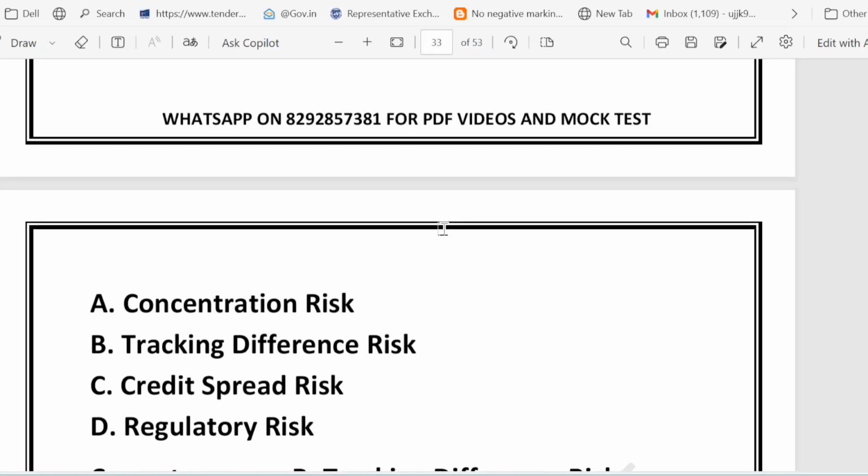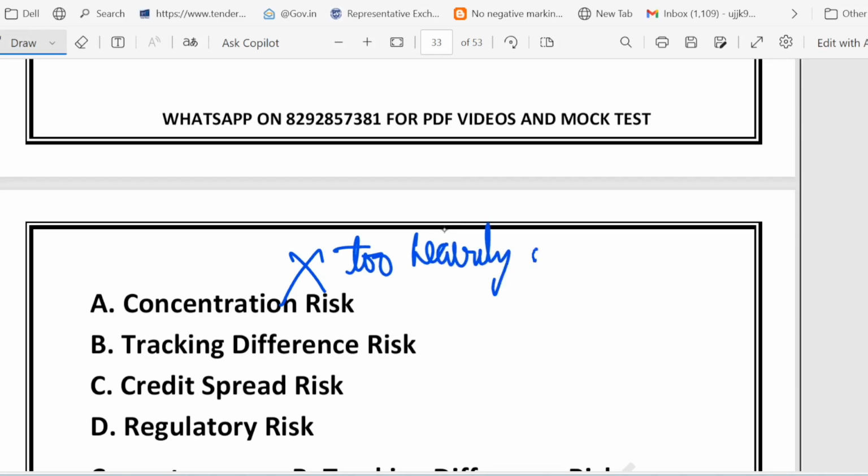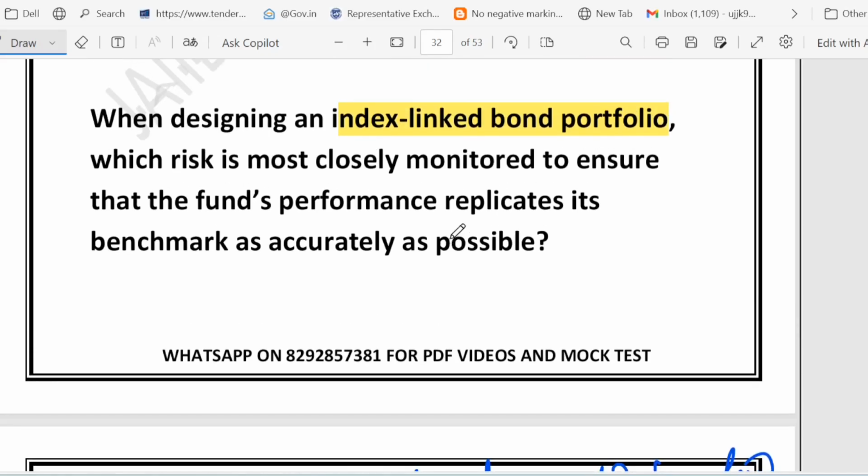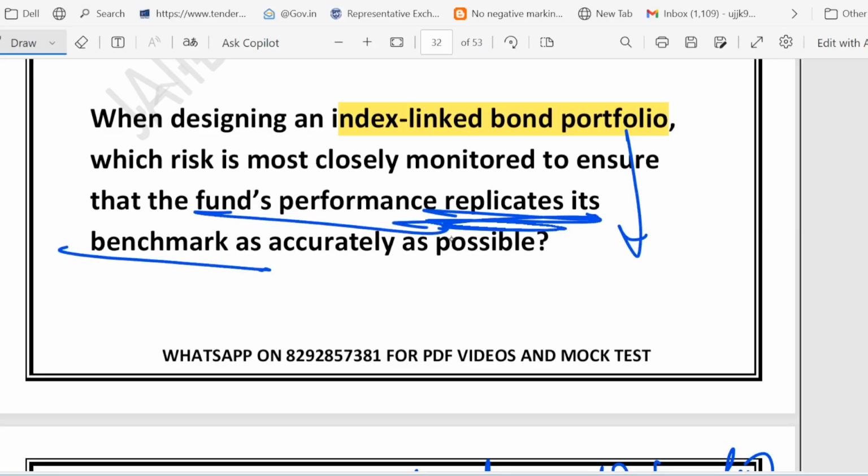If we talk about concentration risk, when does it happen? It happens when the portfolio is too heavily invested in few securities, increasing the risk if those securities underperform. This is not our main concern in an index-linked portfolio, because the focus is on replicating the benchmark. You can see, fund performance replicating the benchmark is our main focus. So this is wrong. What about option B?